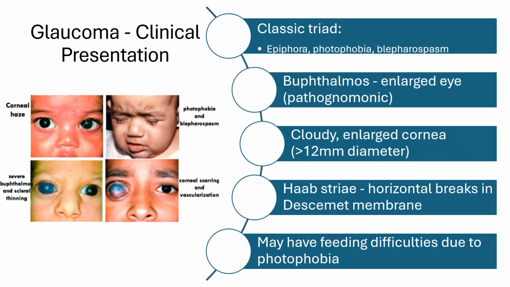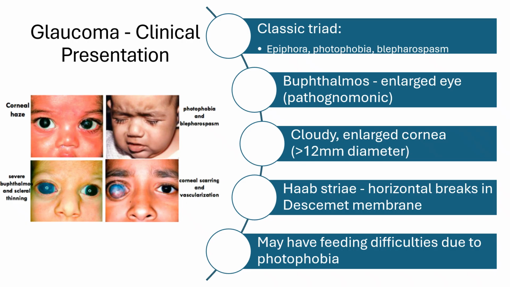The classic triad, epiphora, photophobia, and blepharospasm, appears in most affected infants. Parents describe excessive tearing not associated with crying. The photophobia can be severe. Infants bury their faces in their parents' shoulders when exposed to light. Blepharospasm, involuntary lid squeezing, accompanies the light sensitivity as the infant tries to protect painful eyes.